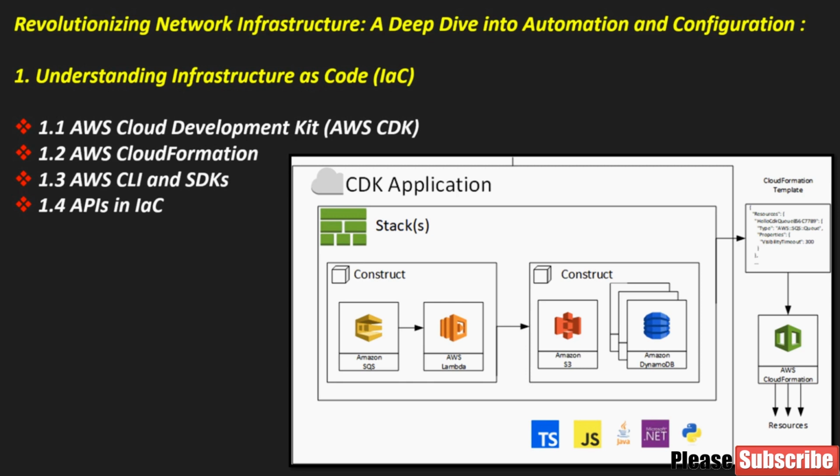Finally, we have APIs in IaC. Application programming interfaces play a crucial role in IaC by enabling communication between different software components. They allow for seamless integration and coordination, contributing to the overall automation of network infrastructure.